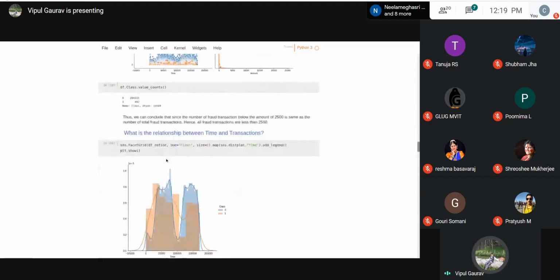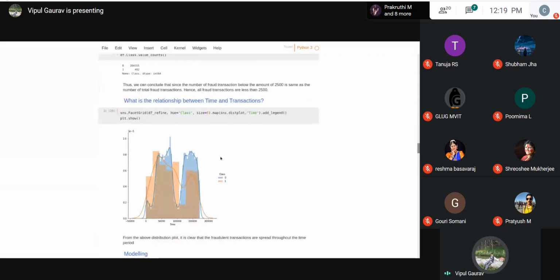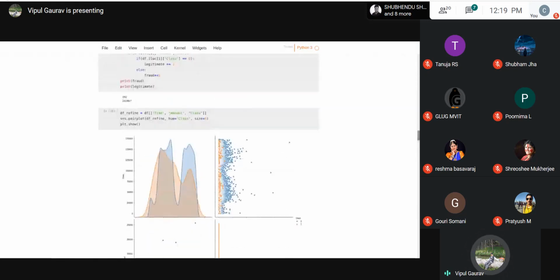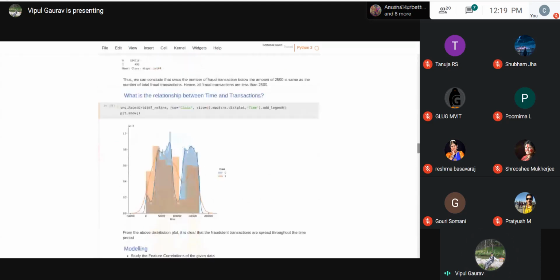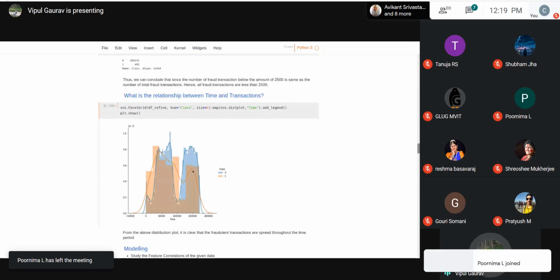What is the relationship between time and transactions? For that, again, I made a pair plot, but in this case, I mapped it to a distribution plot. A distribution plot basically means that I'll be measuring each of the variables. What are the different variables? Time, amount, and class. Class is the actual label which I need to tell, fraud or not fraud. So I'll be assigning this. And when I plotted only time with the class, ignoring the amount, I found that almost all fraud transactions are very nicely equally distributed.